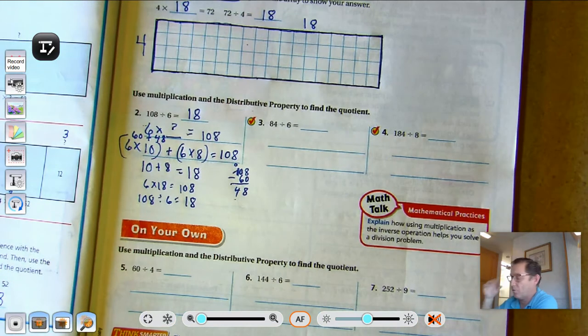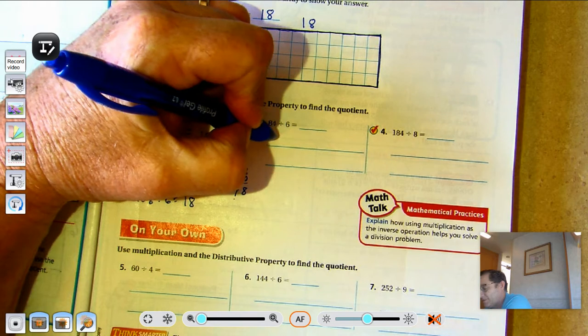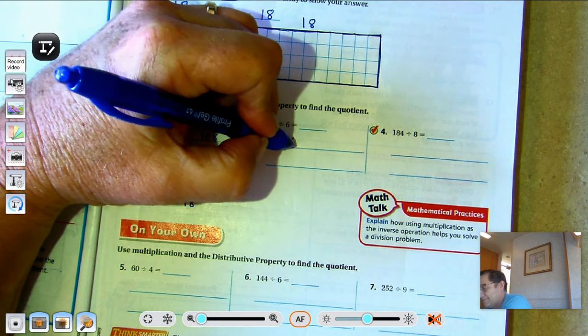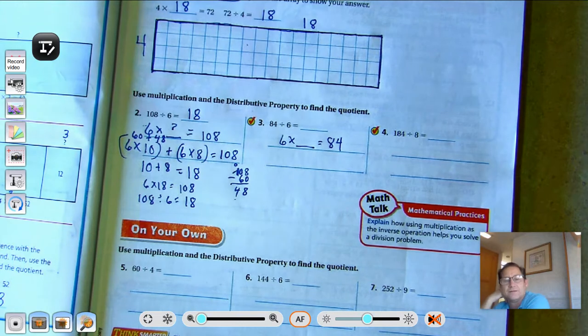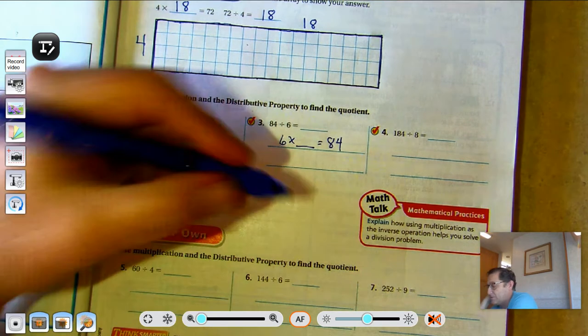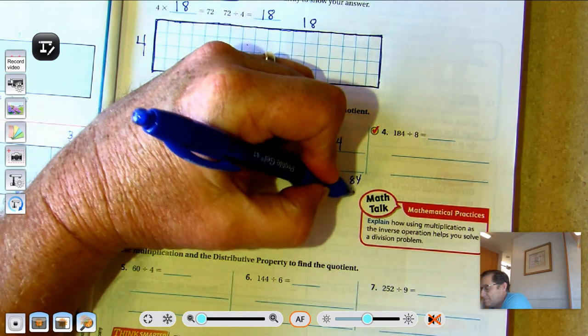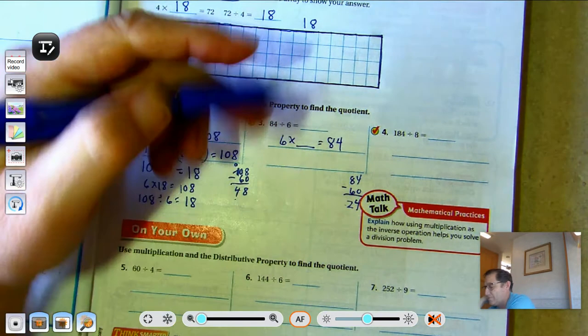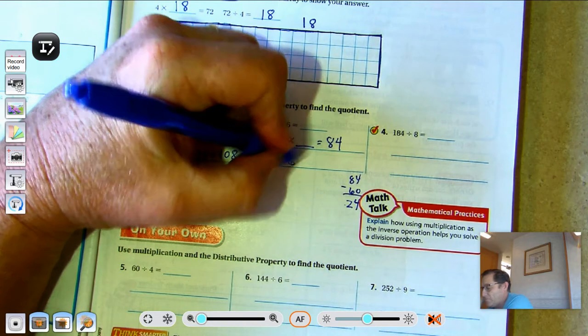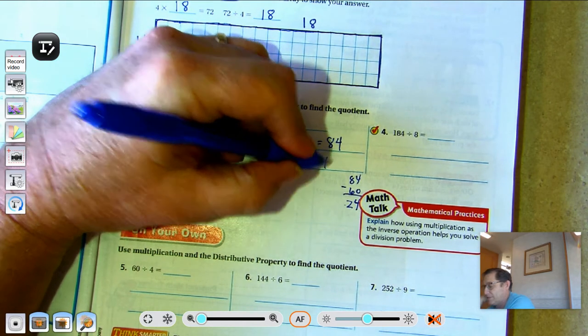Number 3, 84 divided by 6. Let's write it as a multiplication problem first. 6 times something equals 84. Now we need to break up the 84 into 2 smaller products. Well, again, 6 times 10 is 60, right? So let's do that again. We're going to make one of the products 60 and the other one 24. So we're going to break 84 into 60 plus 24.